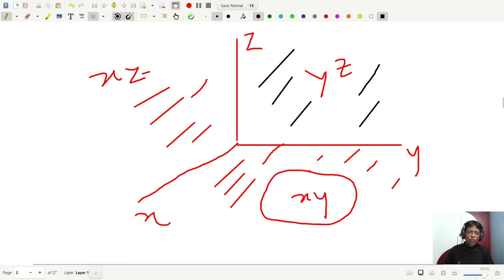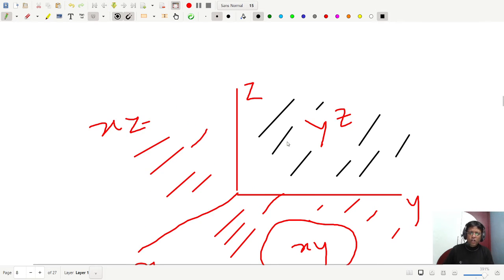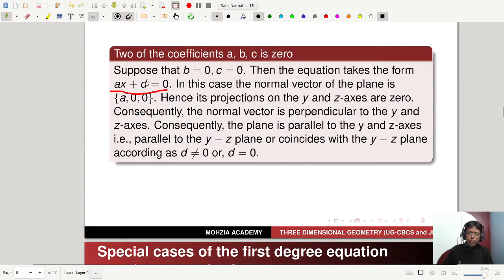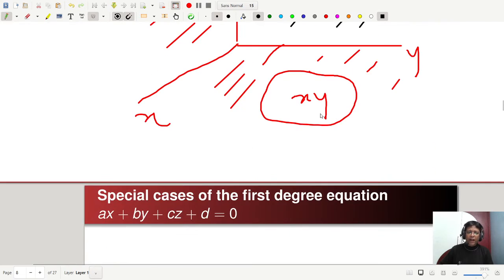This is your yz plane. Okay, clear? xy, yz. So if two of the constants are 0, that means ax plus d equals 0. Your missing variables are y and z, and your normal vector to the plane is (a, 0, 0). So naturally it will be parallel to the yz plane.